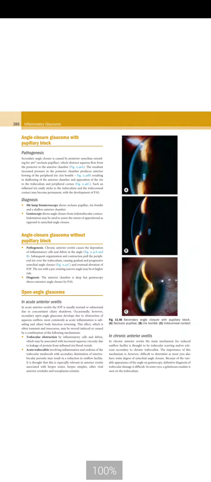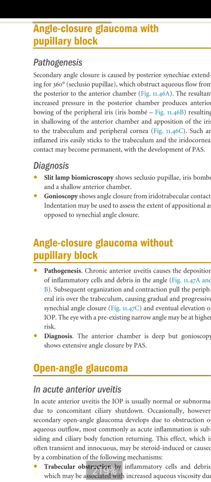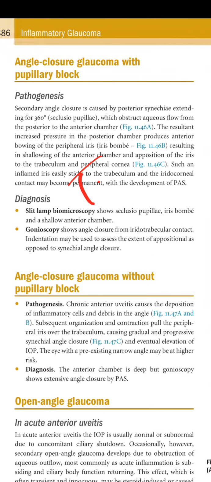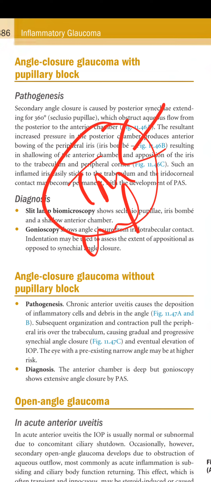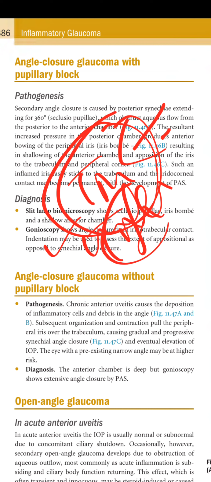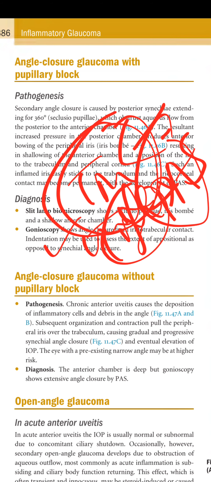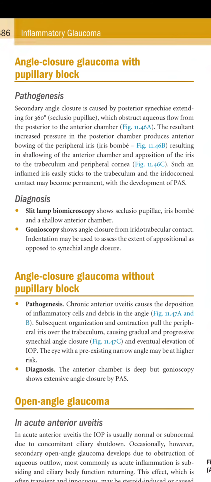Next is the angle closure without a pupillary block. Basically, in this, the trabecular meshwork has been obstructed by the inflammatory materials. So in this, there is an angle closure, and the angle closure is basically due to the trabecular meshwork. There will be peripheral anterior synechiae that have been formed, and they are causing the obstruction of outflow. So angle closure glaucoma without pupillary block.